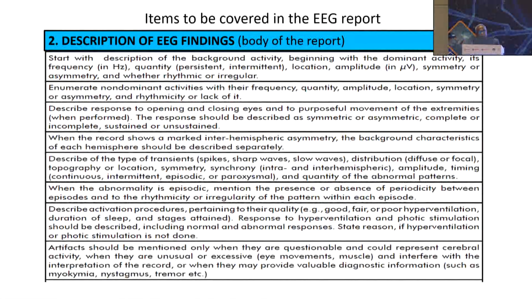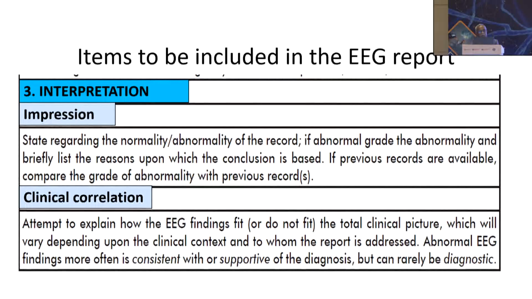In fact, artifacts will be present in every EEG. If you are asked what is universal for every EEG, irrespective of where it is done, it is artifacts and not any of the activities. That's why their identification and exclusion is extremely important. So ultimately that should lead on to your impression.